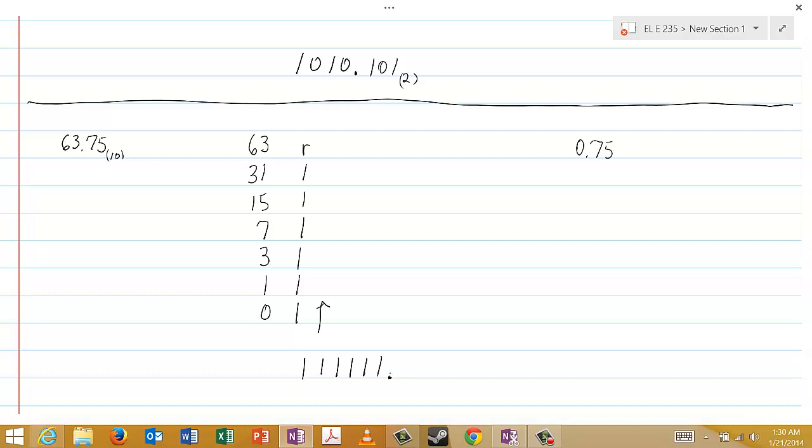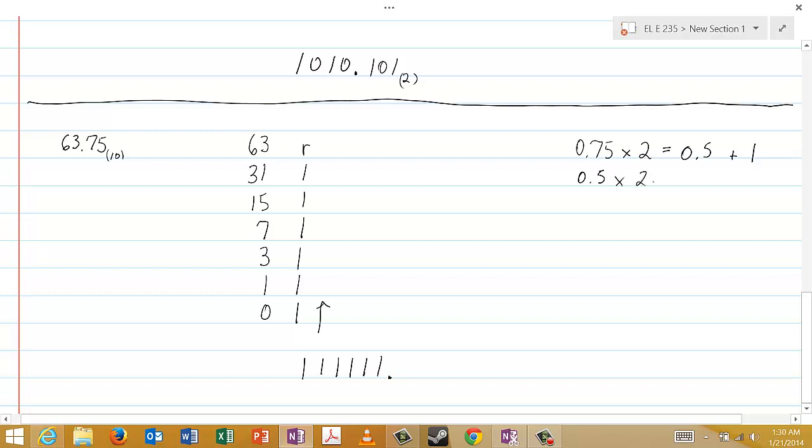Now let's look at the fractional part. Now remember here, we will repeatedly multiply by 2. Well, 0.75 times 2 is 1.5. So we write the fractional part here and the whole number part here, 0.5 plus 1. And we'll take the fractional part to the next line.